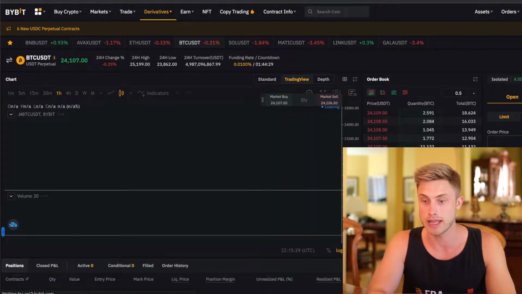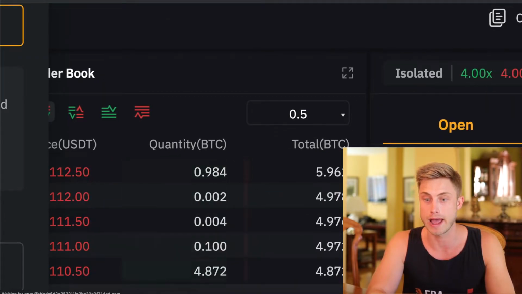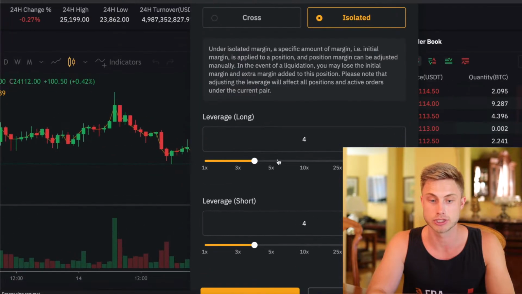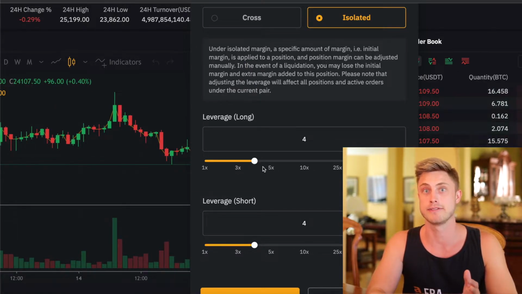Now, when I talked about leverage, you'll see over here on the sidebar, it has a 4x. So you can change the amount of leverage that you're playing with. So if you only have $1,000 in your account, you can up that to act as if you're playing with $4,000 if you just increase this leverage.